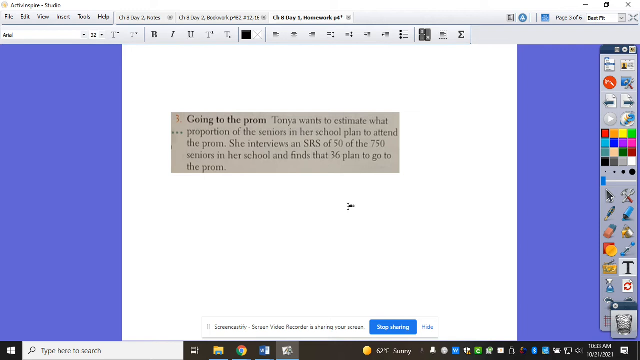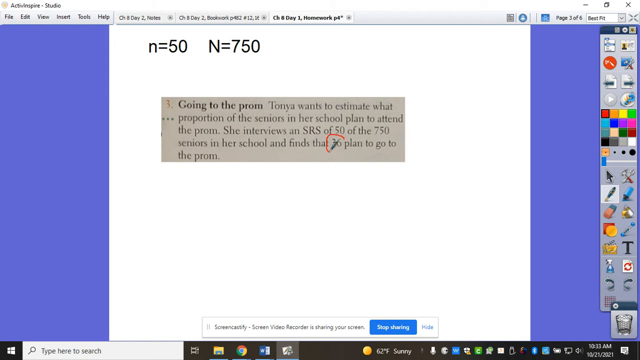Capital N. We don't need it for this problem because we're not doing much, but why in a long process would you need to know the fact that there were 750 at the school? If we knew that n equals 50, why do you think in the long run we would need to know that? 10% condition. So it's at least 500. That's checking that part out. We just didn't need it for this problem. And then 36 is like our number of successes.